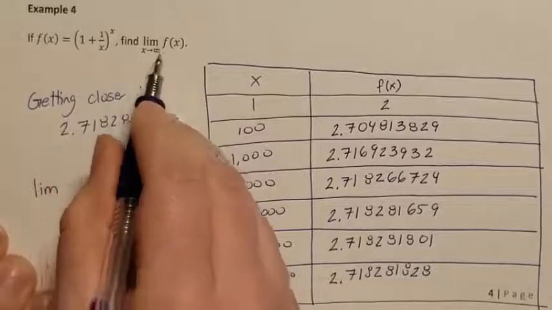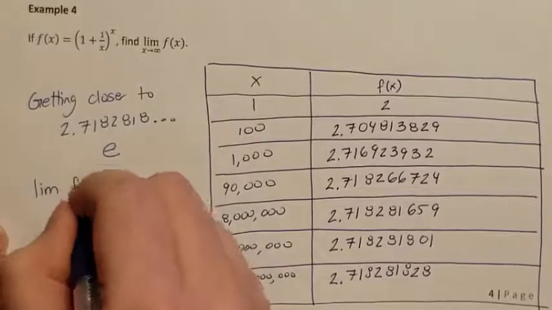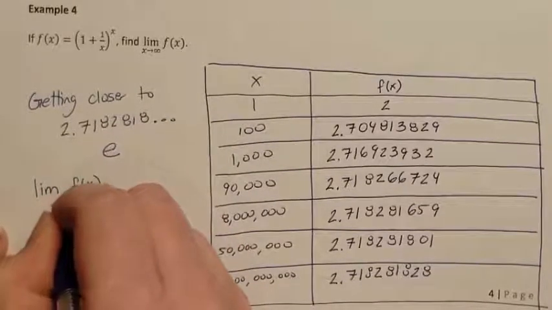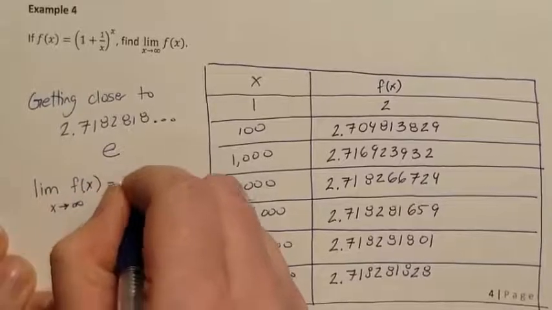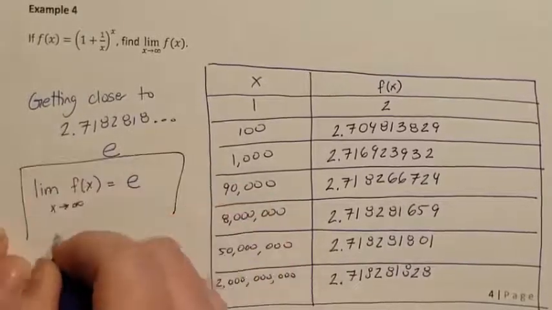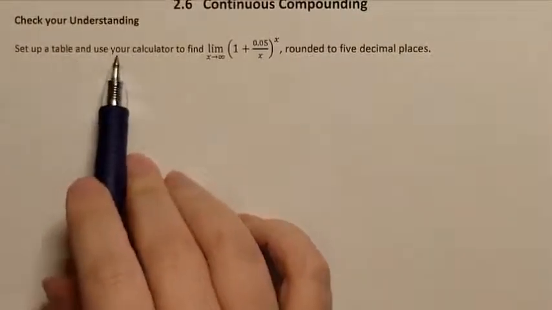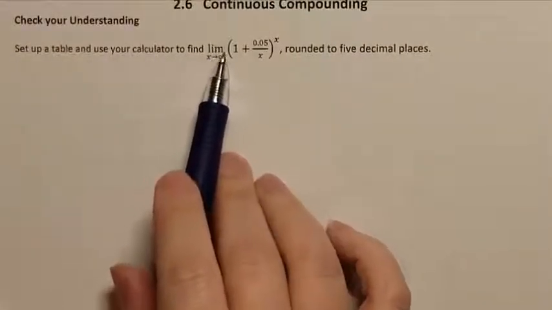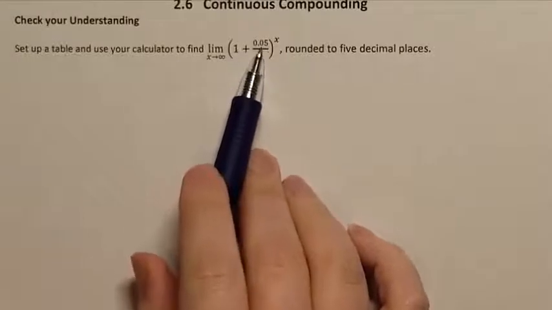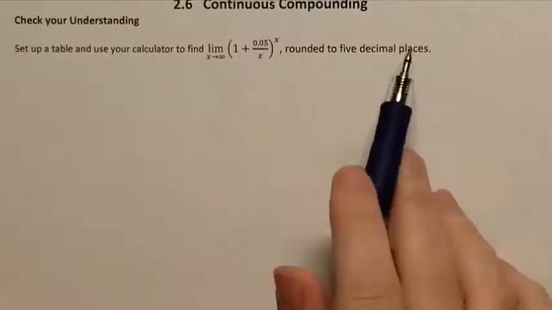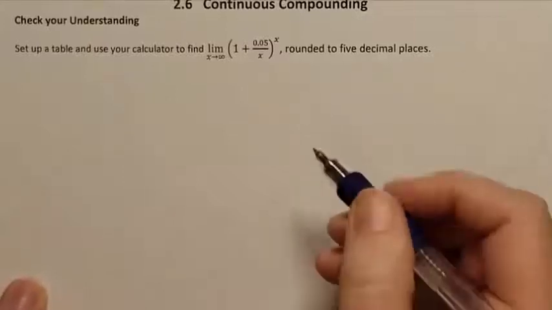He's getting closer and closer to e. So it asked, what is the limit? So the limit of f of x, as x is approaching infinity, it's getting closer and closer to our friend e. Let's go ahead and check your understanding. Set up a table and use a calculator to find the limit of 1 plus this fraction, all raised to the x power, as x goes to infinity. And then it says to round it.